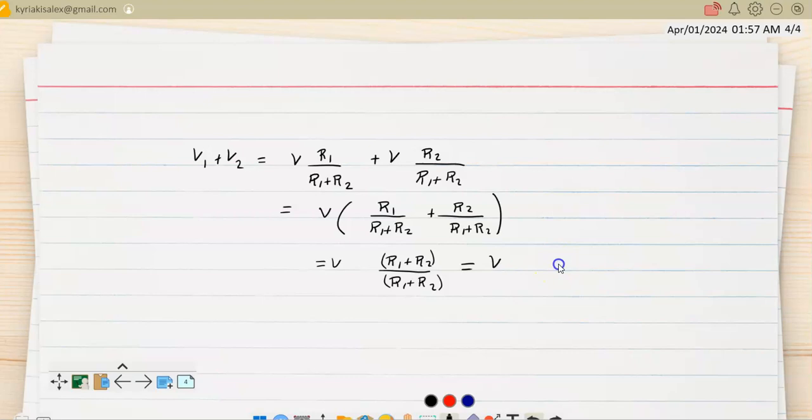This is equal to V, assuming that, of course, R1 and R2 are different from 0, assuming that I don't have any short circuit. So if these are some values for the resistors there, I get that V equals V1 plus V2, which is the Kirchhoff's voltage law.